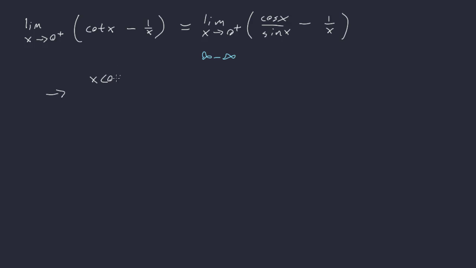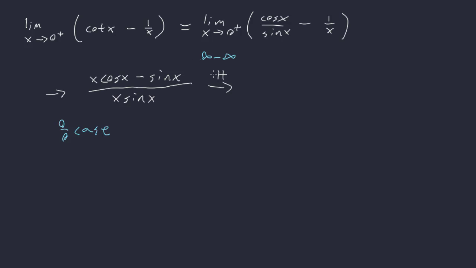So we will have x cosine of x minus sine of x on the top and x sine of x on the bottom. And so when x goes to 0, this is now a 0 over 0 case. Right, so we can use L'Hopital's Rule.